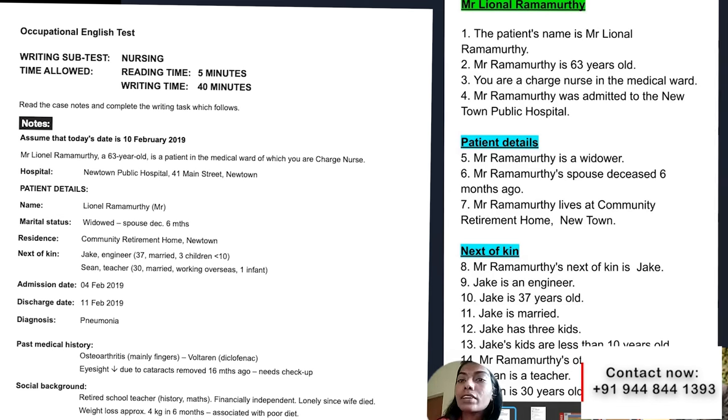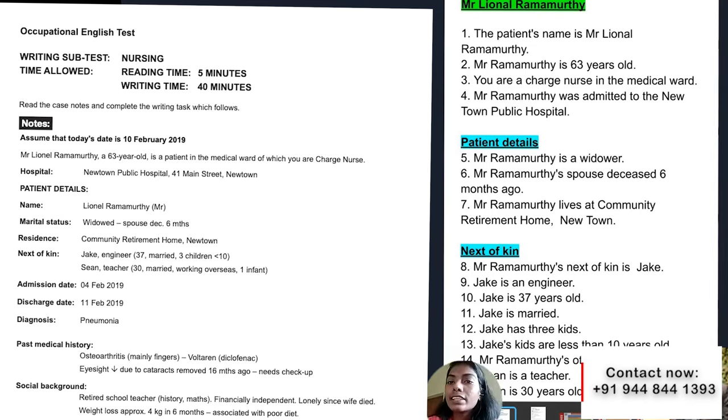For the next of kin, Mr. Ramamurthy's next of kin is Jake, and Jake is an engineer. Here you can see in our case note, it has given only the main ideas. We have to elaborate and make a complete simple sentence. Understood, guys? Yes, Soniya. Okay.